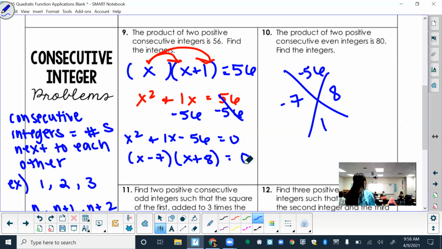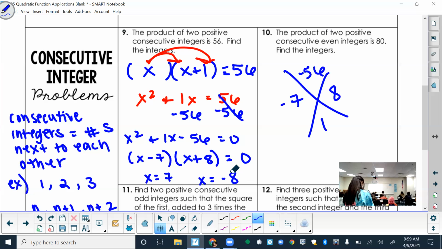All right, set each one equal to 0 and solve. So what's my first x value going to be? My second x value is negative 8. So I have 2 values. Now those aren't my 2 integers, right? Because they're not consecutive. They're not right next to each other. So which one is the one that I'm going to use that makes sense in this problem?